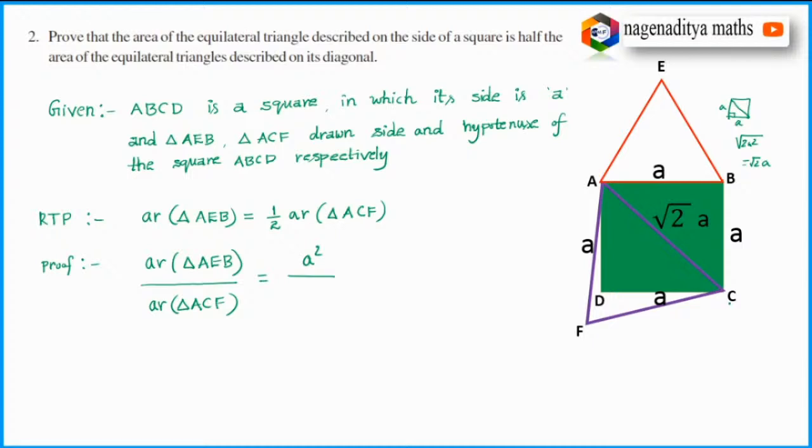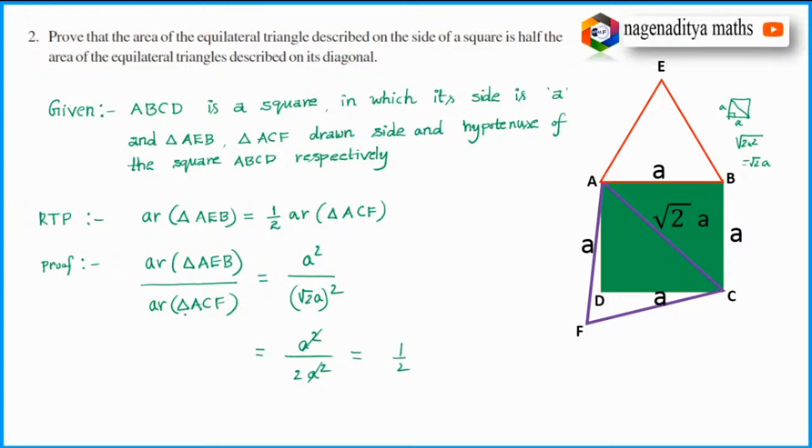Why? Because this is an equilateral triangle, all sides are equal. a is the side of the square, and the equilateral triangle is drawn over the diagonal of the square. So this is a square by root 2a square. The ratio of areas of two similar triangles is equal to the ratio of squares of corresponding sides. I use that theorem particularly here. So that is equal to a square by root 2 square, which means 2a square. The a square cancels and we get 1 by 2.